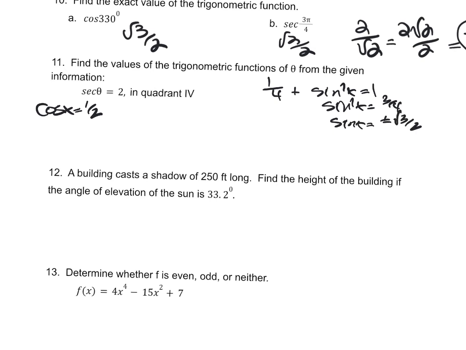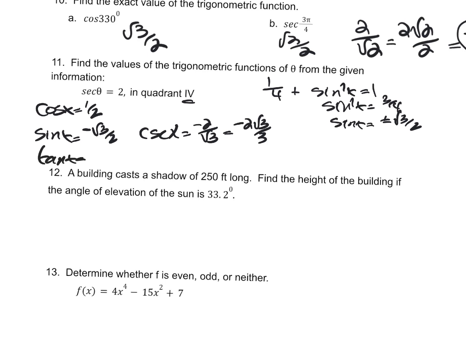Now, the reason I knew that was going to be the case is because cosine's a half. 1/2 and square root of 3 over 2 always go together. But this is in quadrant 4, and sine is y, which is negative in quadrant 4. The cosecant is, I'm going to take the reciprocal of the sine, take the root to the top, take the number on the bottom. And then we have tangent. Remember, tangent is sine over cosine.